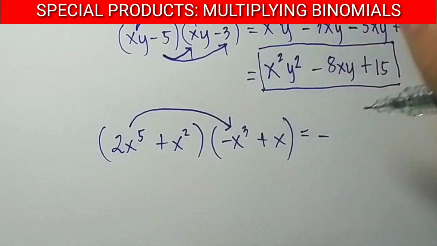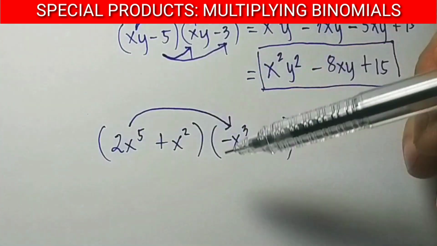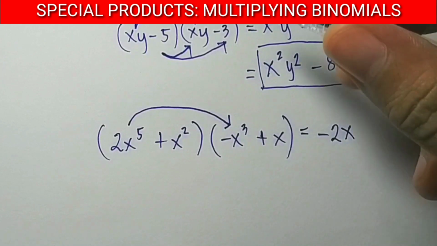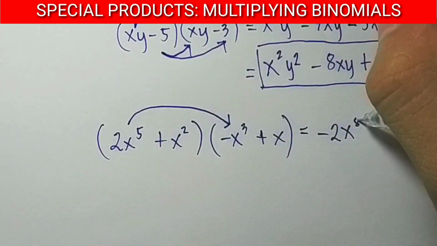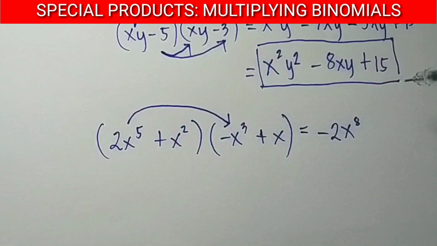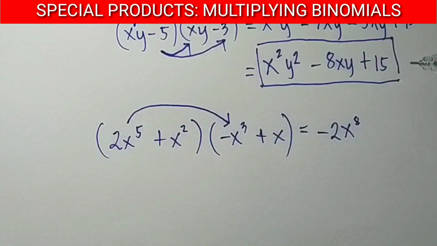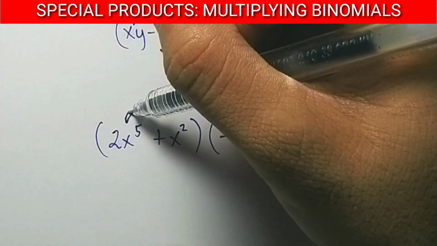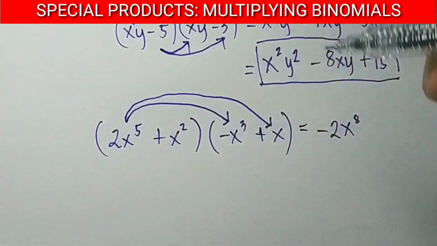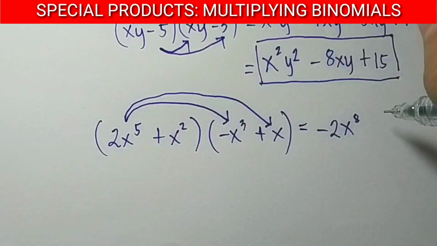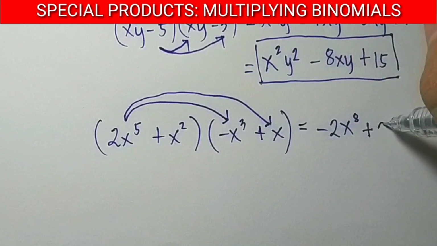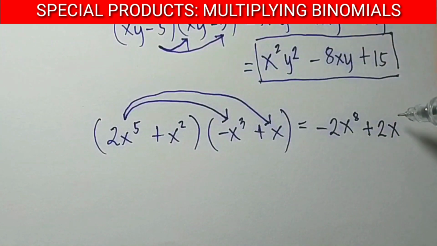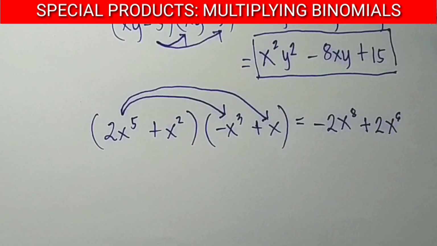So that is negative. Kay di ba pariha og sign, so dapat negative. So negative 2 nya x, ang exponent kay 5 ug 3, so that is 8. Next, nahuman na ta sa first terms, dito na dayon ta sa outside terms. So si 2x to the power of 5 ug si x. So pila ni siya kung ato i-multiply. This is positive 2, x to the power of 5 times x, imaginary 1, so that is 6.